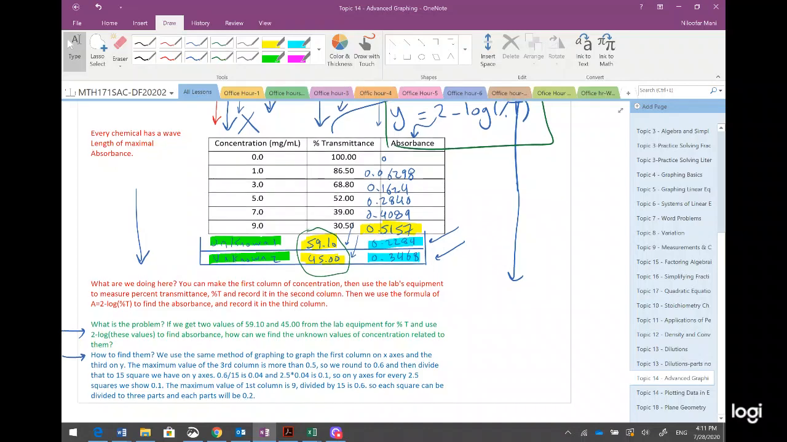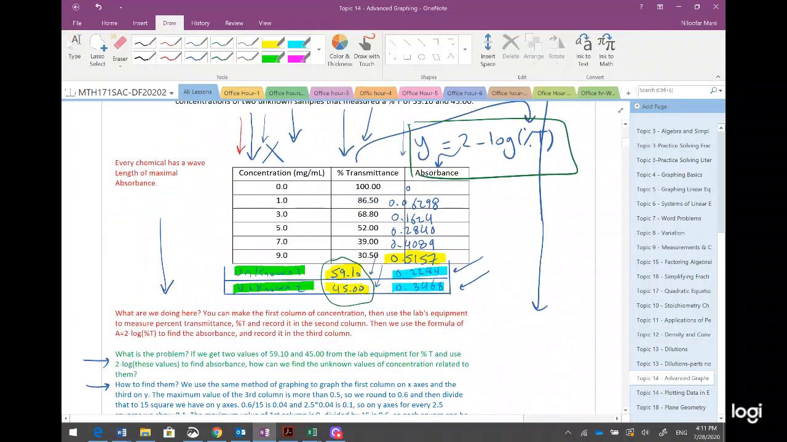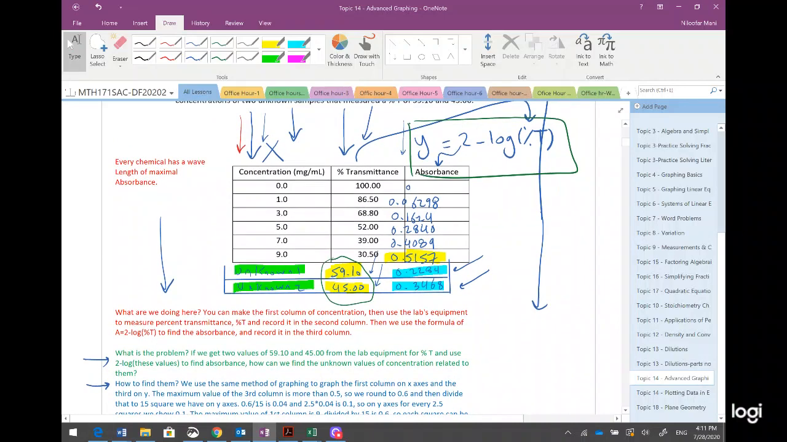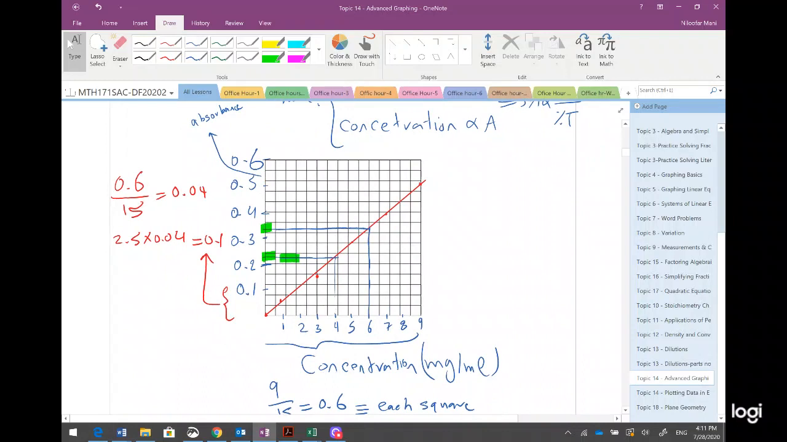Okay, so look at here. I made the graph. So look at here. I have on y-axis observance, the maximum value is 0.5157. So I rounded to 0.6. Then I divided by 15, 0.04.